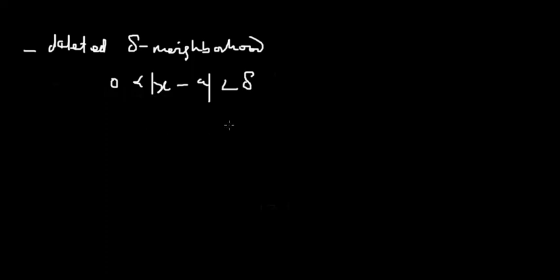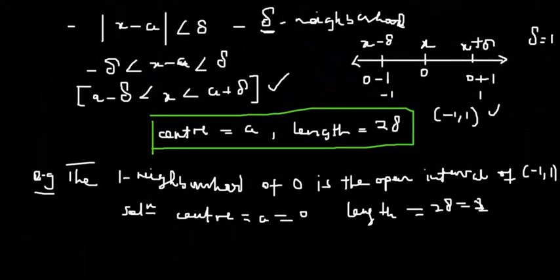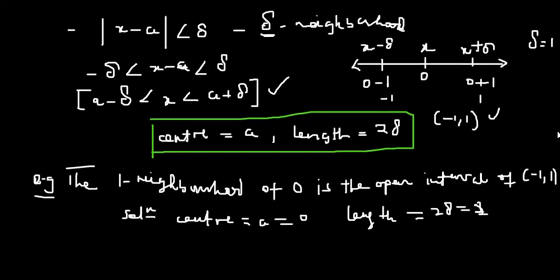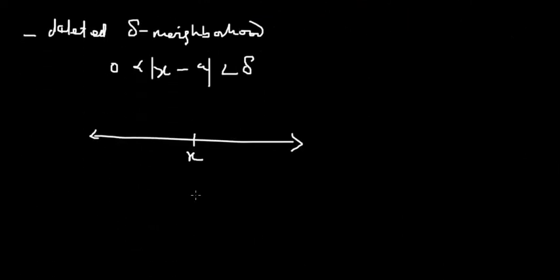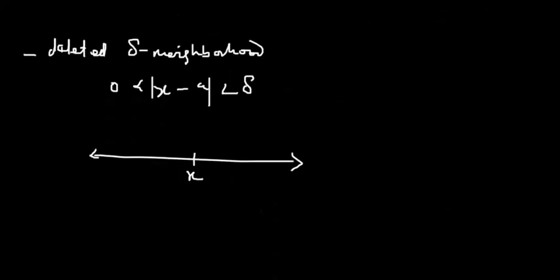Now, this is how we represent our deleted delta neighborhood on the number line, okay? So we have that, and then we have our center, that's our x. Notice that I keep saying center. For the number line, I don't really mean the center to be a over here, but per the formula, center is equal to a and the length is equal to 2 delta. But for the number line, the center is 0, okay? Take note of that. Center is 0. That's the middle, the center, that's the middle.